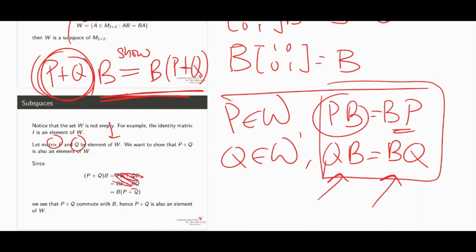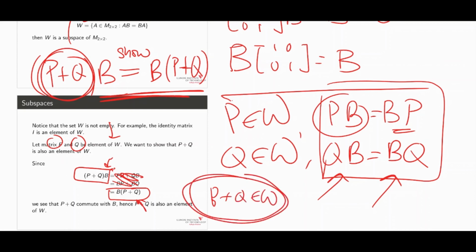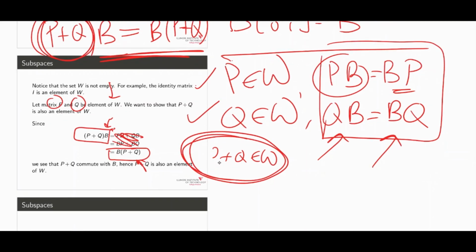So if you throw away the detail and you only look at this, then you have shown that P plus Q commutes with B. So P plus Q is actually an element that is in W. You take P in W, Q in W, and you show that their sum is also in W. So it is closed. W is closed under addition. For the theorem, you have that closure under addition holds.